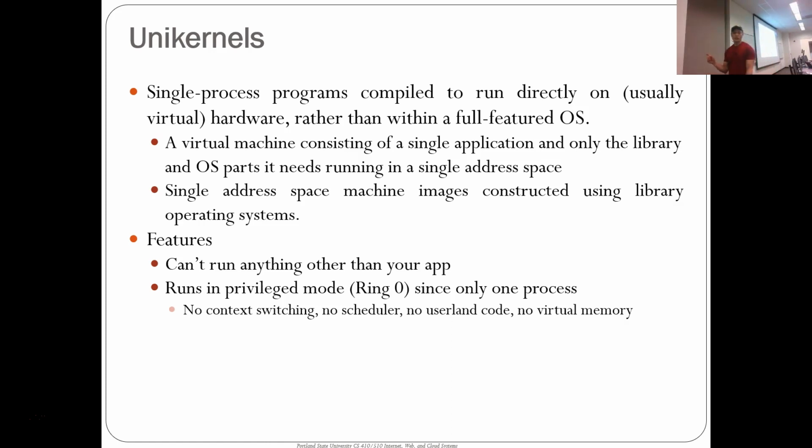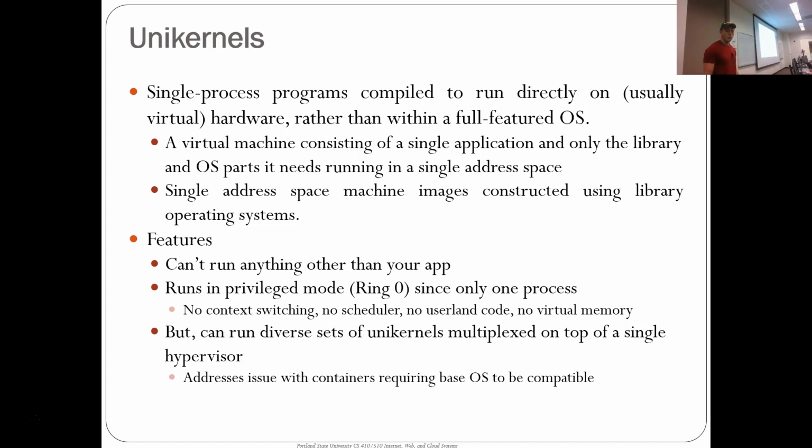The thing with unikernels is, because it's only running a single program, it runs in privileged mode, right? You can actually run at ring 0 for that machine because there's only a single process. There's no context switching, there's no scheduler, there's no userland code, there's no virtual memory. You can get rid of all of that, right? And then just make the hypervisor the protection boundary for your applications.